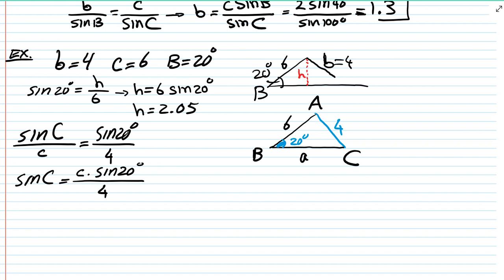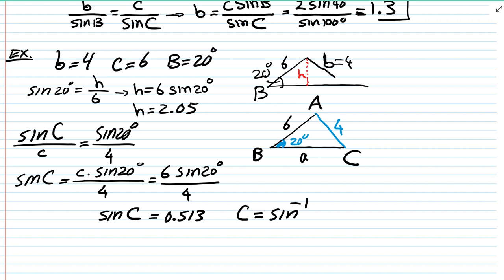And this will give me sine C is 6 sine 20 divided by 4, and the value ends up being 0.513. That's sine of the angle, not the angle. So how do I find C? I have to use my calculator by definition of inverse. C would be the arc sine of 0.513. Now, this is a real number.